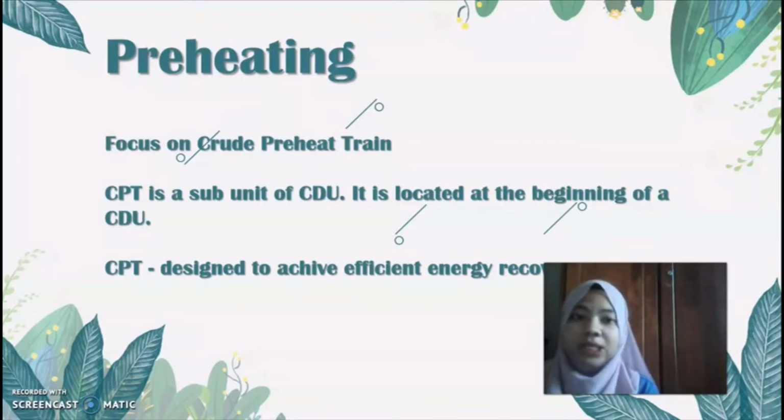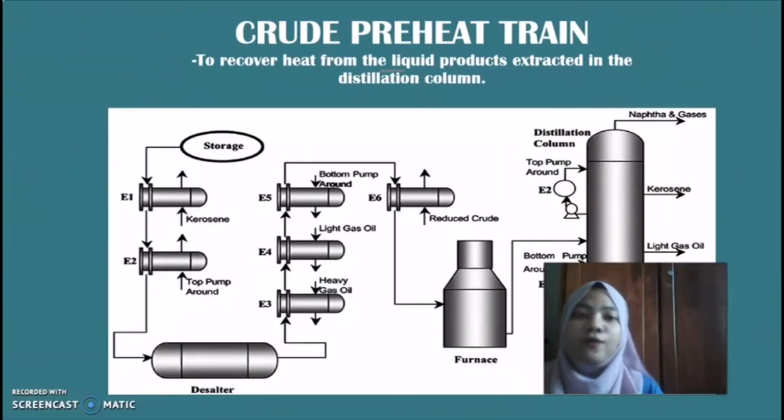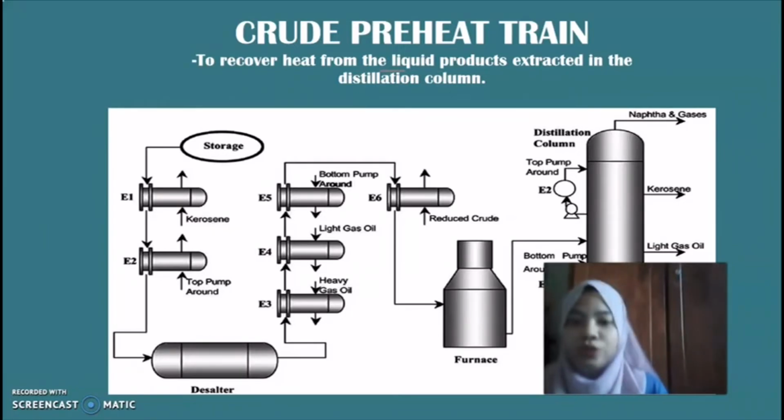Let me show the design of the crude distillation unit. This is the design of the crude distillation unit. The crude preheat train, as I said before, is located at the beginning of the crude distillation unit. It consists of two stages, which are cold preheat and hot preheat. They will be separated by a desalter.